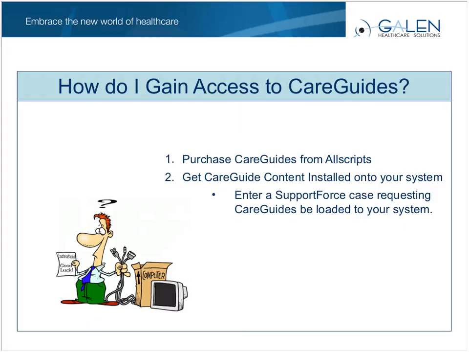Now that you know what a Careguide is and how a clinician may use it, you may wonder how you get Careguides installed onto your system. The answer is actually pretty simple. The client will need to purchase Careguides from Allscripts in order to have access to all 963. There's a set of 61 that come delivered with version 11.2 and can be installed by the client's technician with the installation of version 11.2.